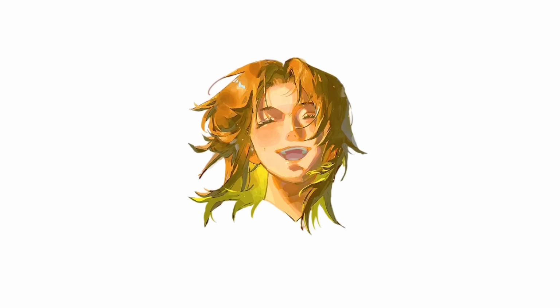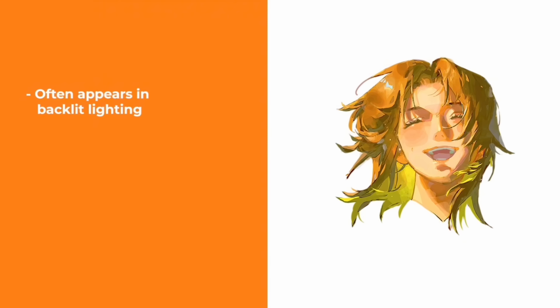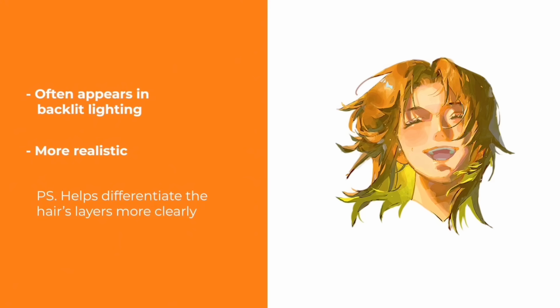For some lighting, light will pass through the hair, and for some, even around the edges. Hair isn't completely opaque, and showing this translucency, especially in backlit situations, adds realism. And in this situation, you can also use reflective lighting to your advantage to differentiate different layers of the hair so it doesn't look blended together.